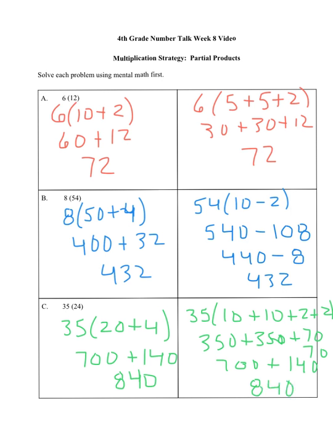These are not the only ways to use partial products, but these are some of the ways that I think will help guide you. Obviously we're doing 1 and 2 digit numbers, 2 and 2 digit numbers, but even when you get to 2 and 3 digit numbers.